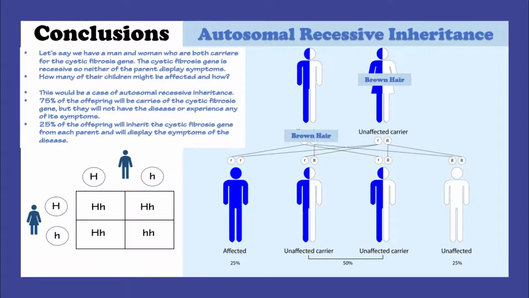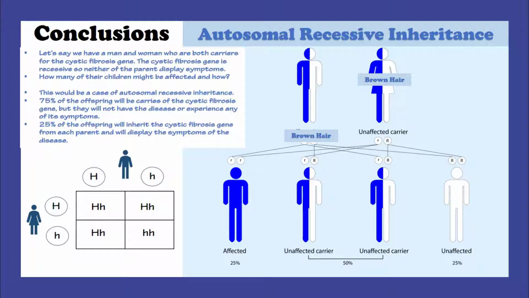Let's say we have a man and woman who are both carriers for the cystic fibrosis gene. The cystic fibrosis gene is recessive, so neither of the parents display symptoms. How many of their children might be affected and how? This would be a case of autosomal recessive inheritance.